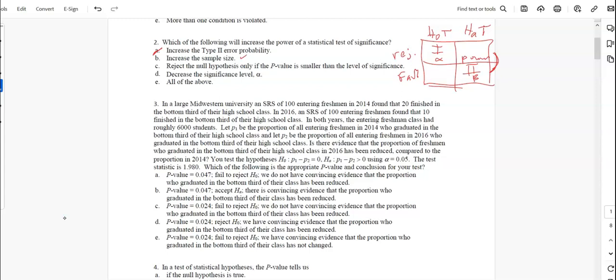Reject the null hypothesis only if the p-value is smaller than the level. That would be the correct decision. So correct decision, we reject. But that's not really increasing the power. That's just saying it's a correct decision. So I don't think that's it, although that's at least tempting. Decrease alpha. When alpha goes down, the power actually goes down. They work in conjunction, because alpha goes down, beta goes up, power goes down. So I don't think that's it. So I think it's B.